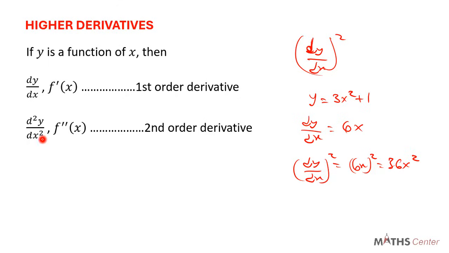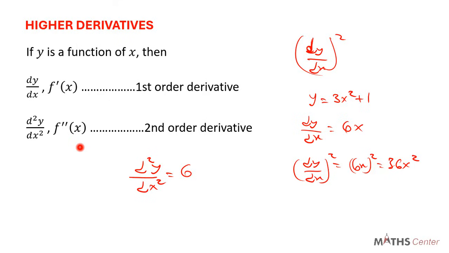But if the question says find d squared y/dx squared, what it means is that this 6x that you have, differentiate it again, right? When you differentiate 6x, you are going to get 6. You see the difference? (dy/dx) all squared means that when you differentiate it, square your result. Okay, that's not what we are talking about here. What we have here is d squared y/dx squared, which means that the function that you have, differentiate it again.